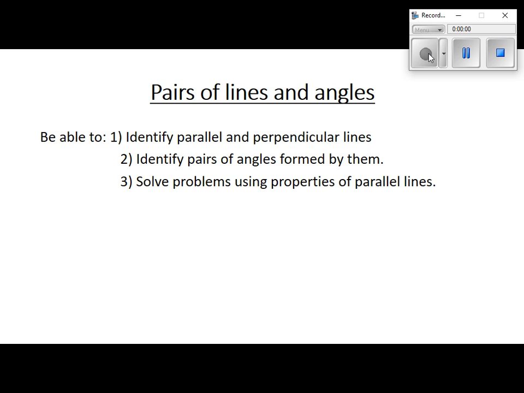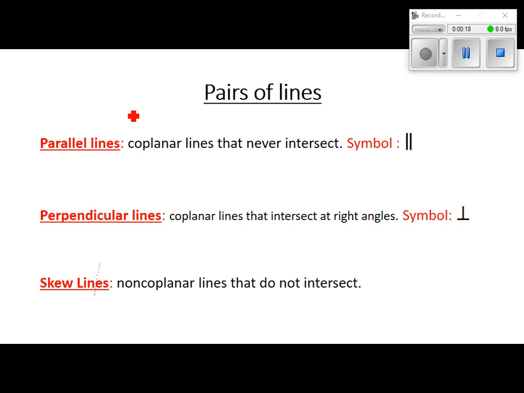All right, well, we're covering pairs of lines and angles, and mostly it's going to be dealing with parallel lines and the special angles formed by parallel lines and a transversal, which we'll talk about here in a minute. So, some special pairs of lines.